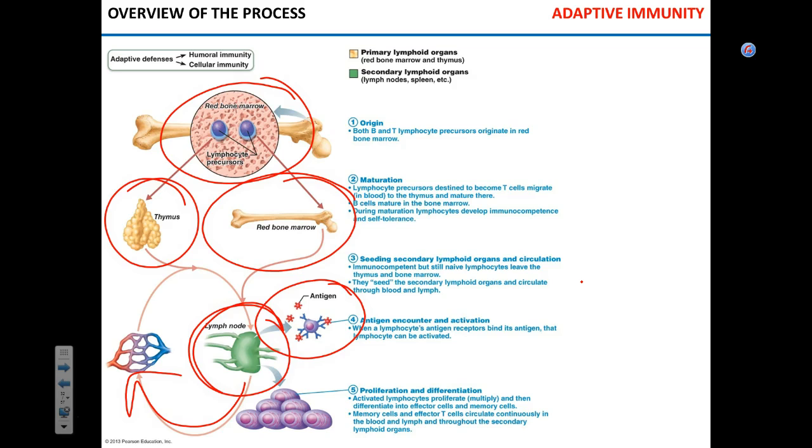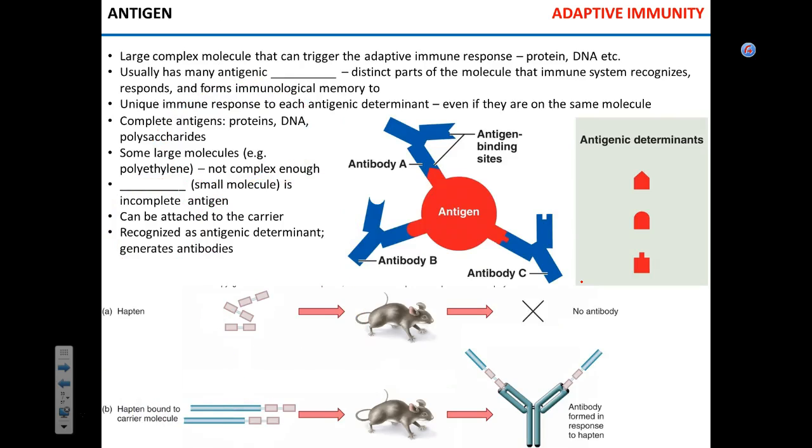So understand this process. Be able to answer questions. Where is maturation? Where is exposure? Where are they produced? In which parts? Anatomical parts. But before we start talking about individual branches of the immune system, we need to figure out what these cells respond to.